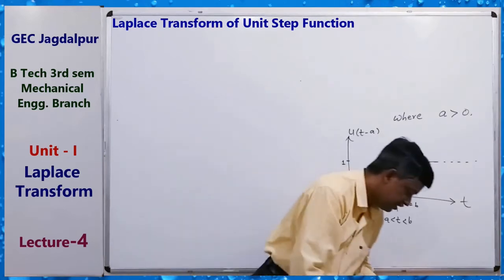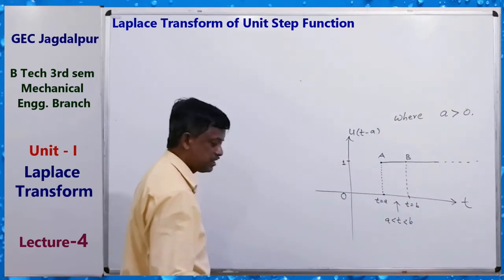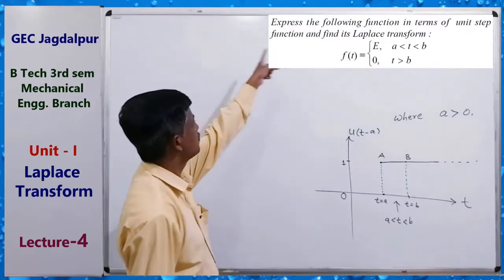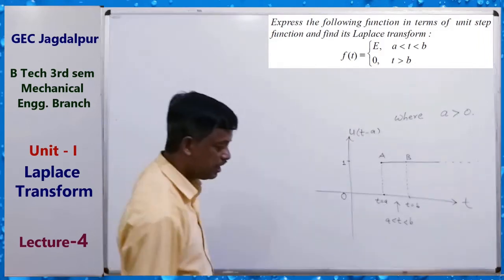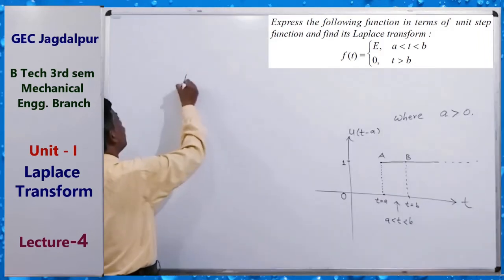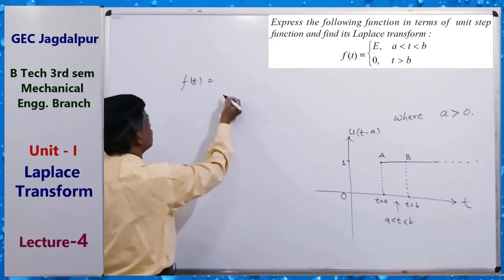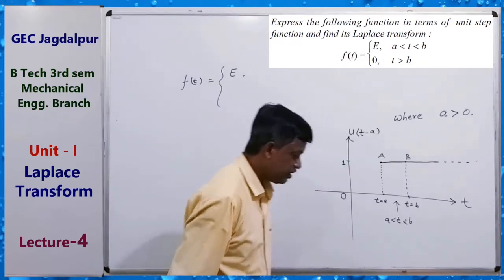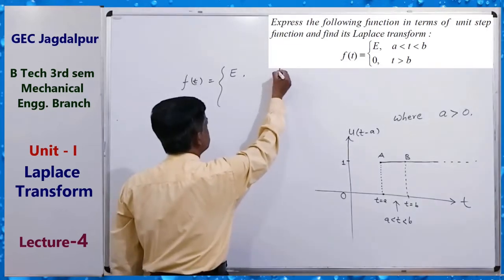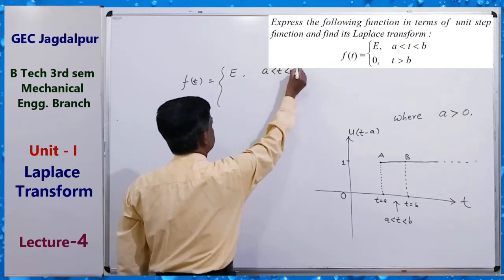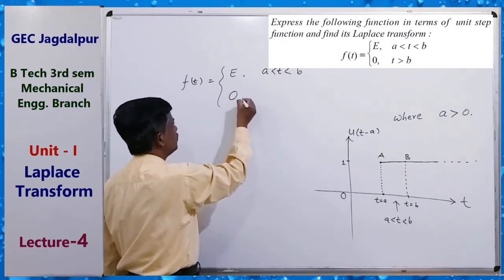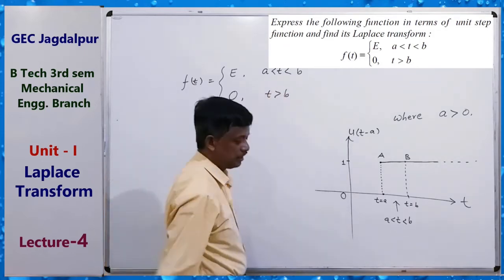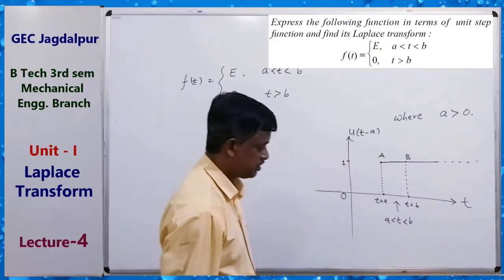Express the function in terms of unit step function and find the Laplace transform. Express in terms of unit step function and find the Laplace transform of the function f(t) equals E when t lies between a and b, and 0 when t is greater than b. Okay, so what will be the solution?